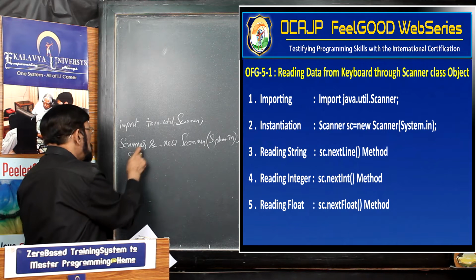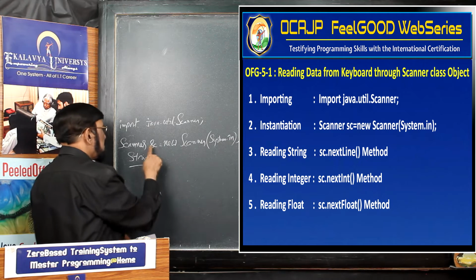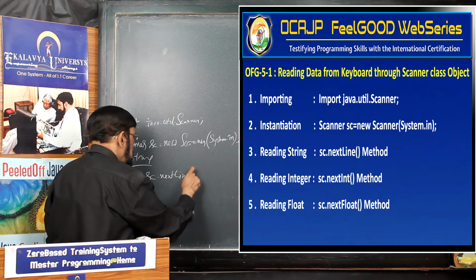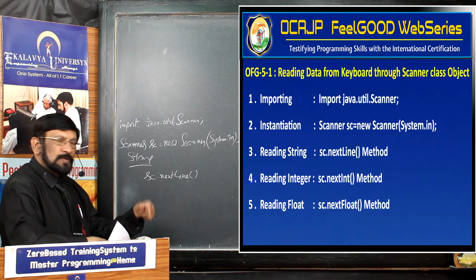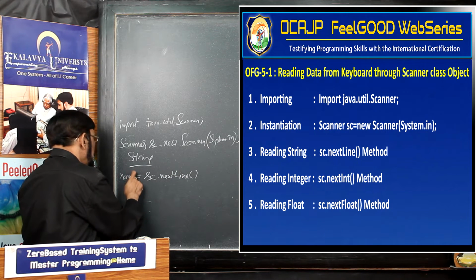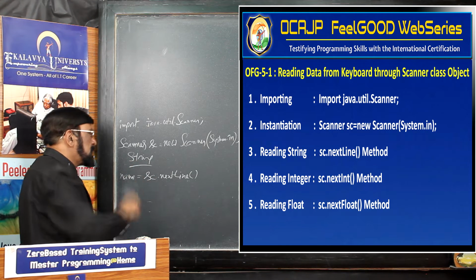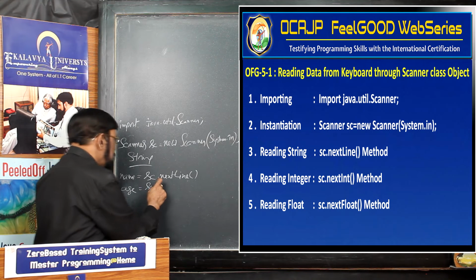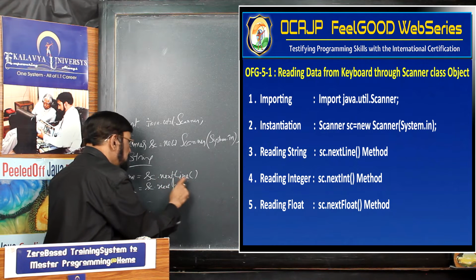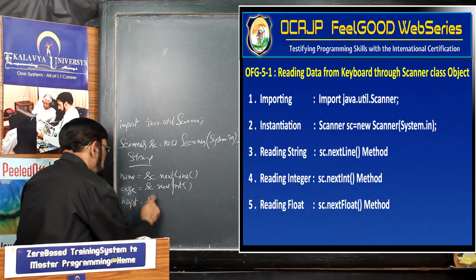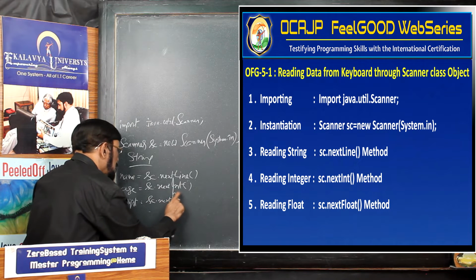Okay. Thereafter, if you want to read strings, via this object only, sc.nextLine. The nextLine method is used for reading a string. Suppose you are reading the name of a person, then you have to write sc.nextLine. Suppose you are reading the person's age, sc.nextInt, because you are going to read an integer value. Suppose you want to read his height, obviously it is float. nextFloat. This is the way. These things you have to learn.